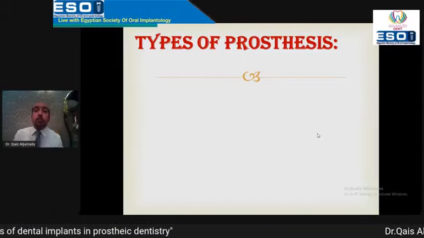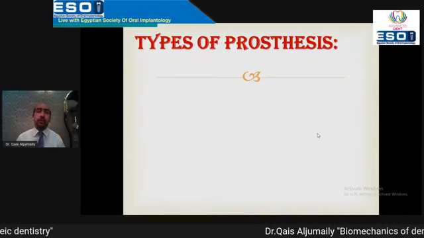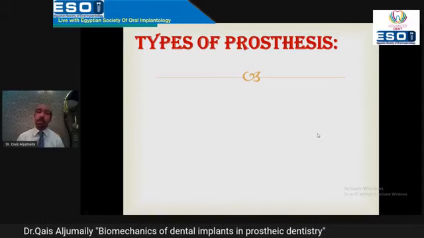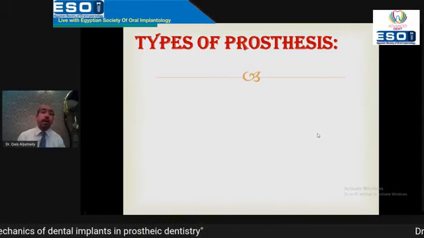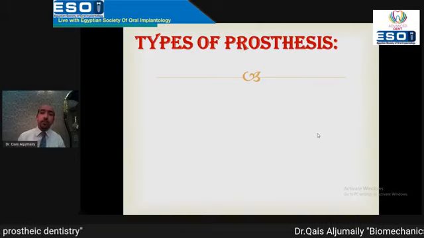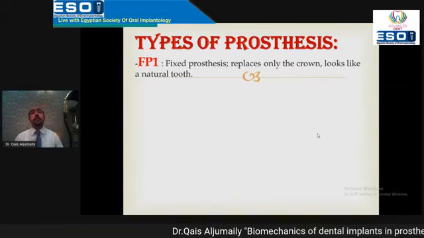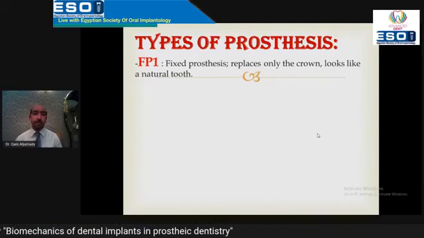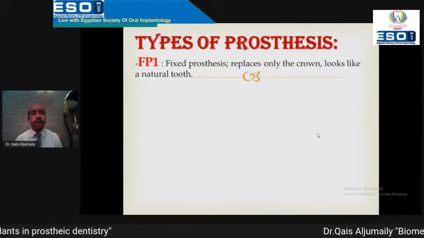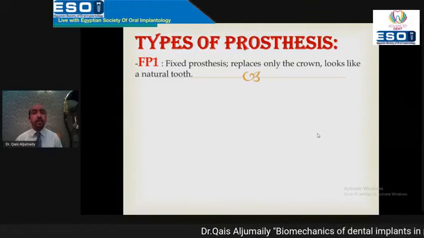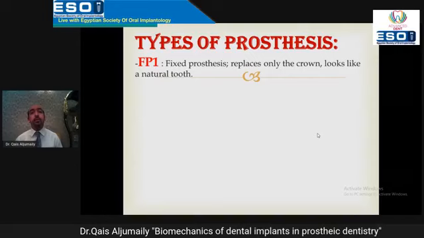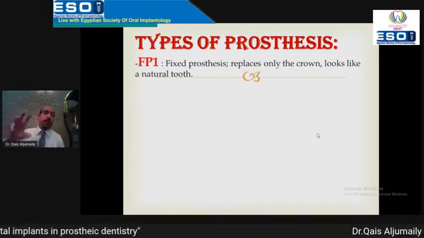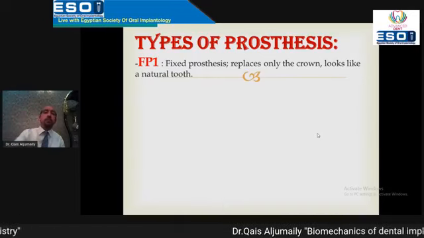Generally, and according to Misch, there are different classifications for the prosthetic implant or the types of the prosthesis over the implant. Here, according to Carl E. Misch, he classified the prosthetic parts over the dental implants into 5 types. Type number 1, we call it FP1. FP1 means a fixed prosthesis replaces only the crown, which looks like the natural tooth. So it's only a crown over the abutment or over our dental implant.